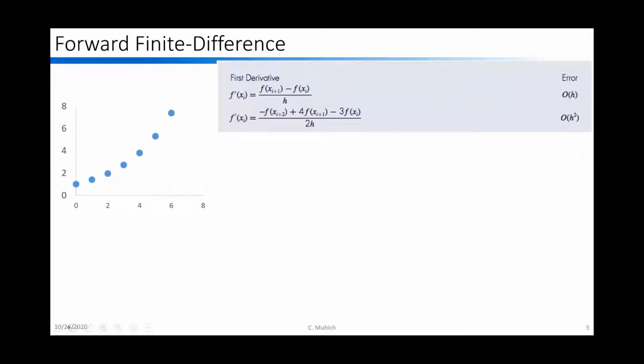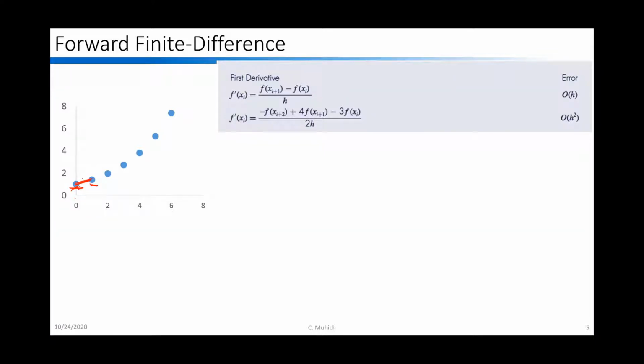So let's first look at our forward finite difference. Let's take this case where we have a point here, and we're going to go forward. We're going to use the next point over to form that derivative. So we're going to draw a line between these 2 points. These are going to represent our derivative.